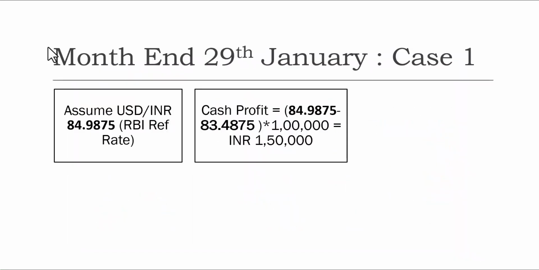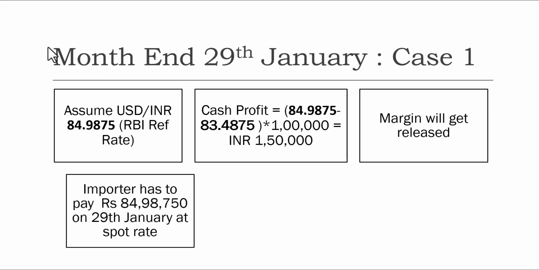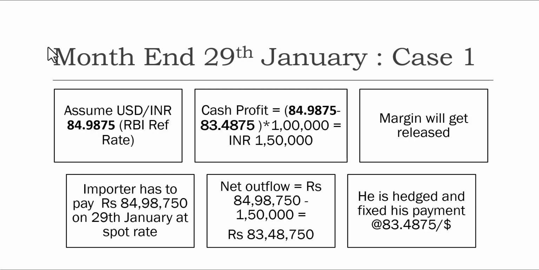So you know what happens? Here, the other guy has lost the bet, I have gained. The cash settlement will happen and I'll get 1,40,000 rupees from him. All this process means that on one hand I'm making a payment at 84.98, which is today's spot rate on 29th of January. But at the same time I'm getting some amount from the stock exchange. It's not like notional. The only thing is that ultimately my purpose of making a payment at 83.48 has been delivered.